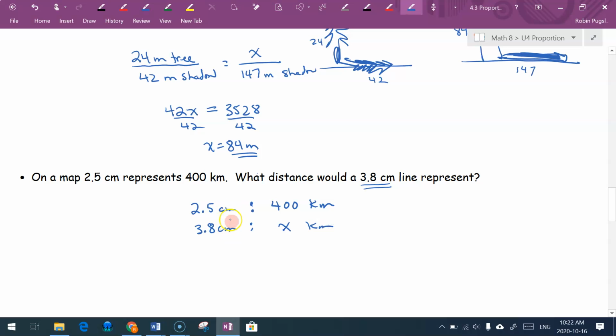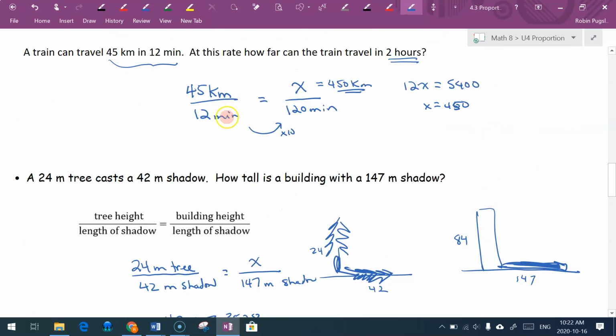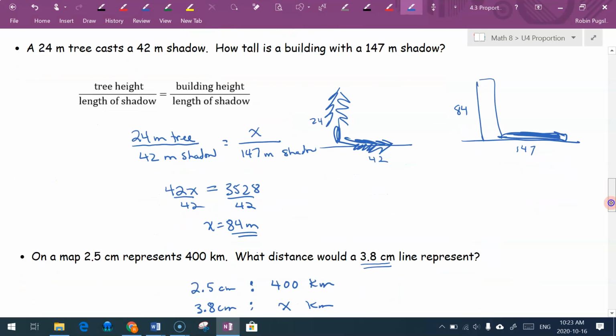Now, remember, our units match up. Whatever my units are here, centimeters, kilometers, I need the same units, just like I did up here, right? The units have to match. I had hours there, I had to change to minutes. You cannot cross multiply with mismatched units.